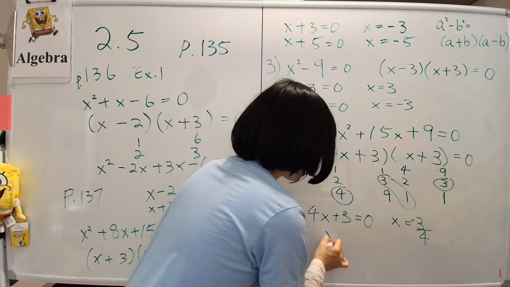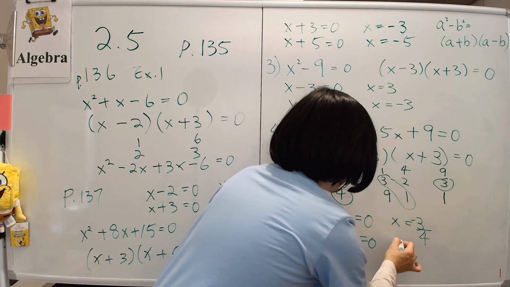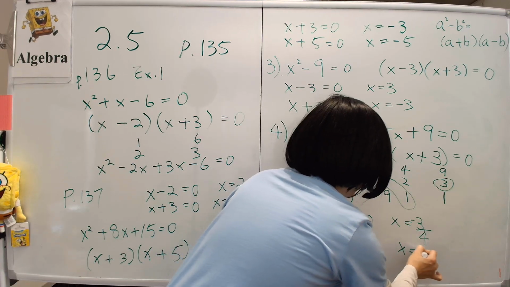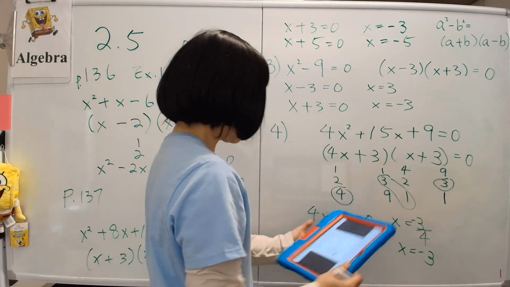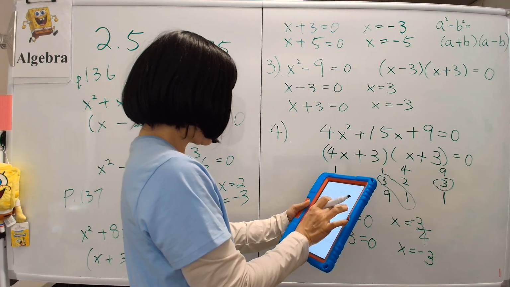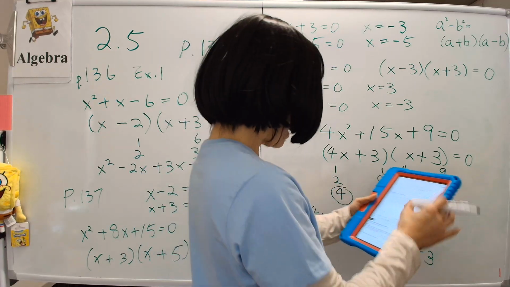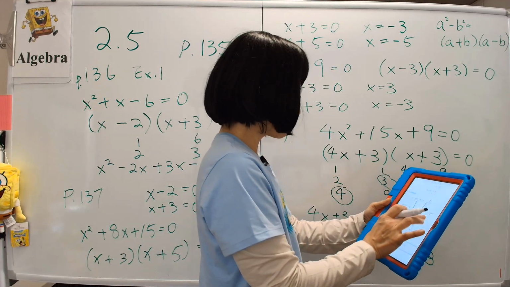Similarly, if x plus 3 equals 0, then x equals minus 3. Okay, is that the answer? Let's double check this. Minus 3 and minus 3/4. So that is correct.